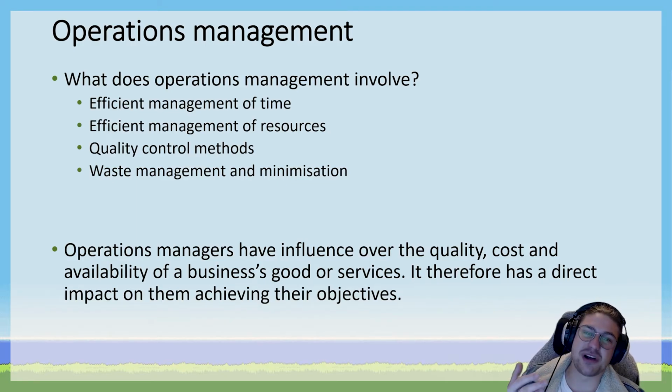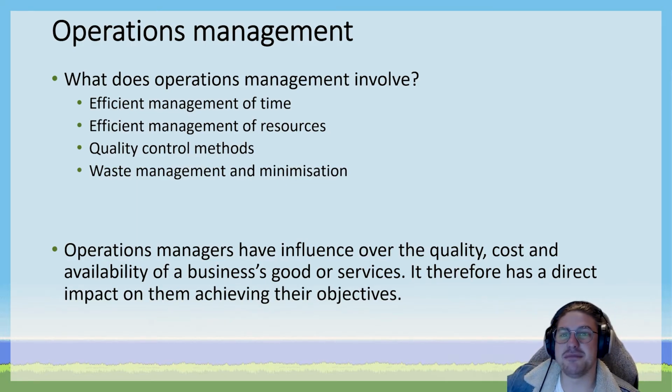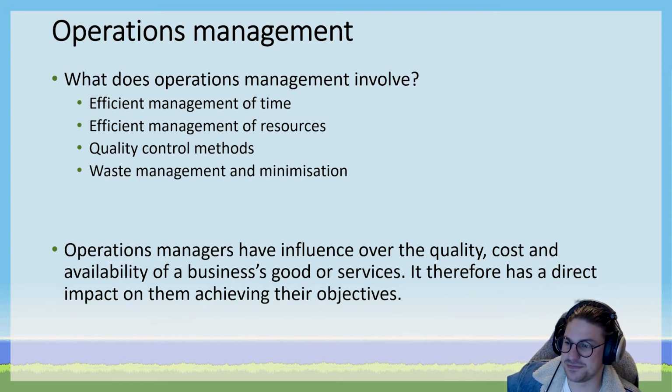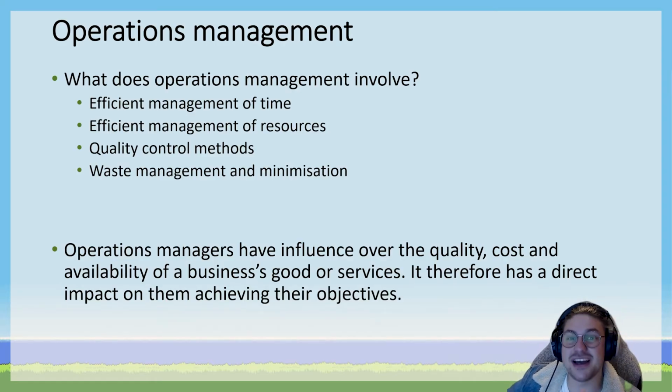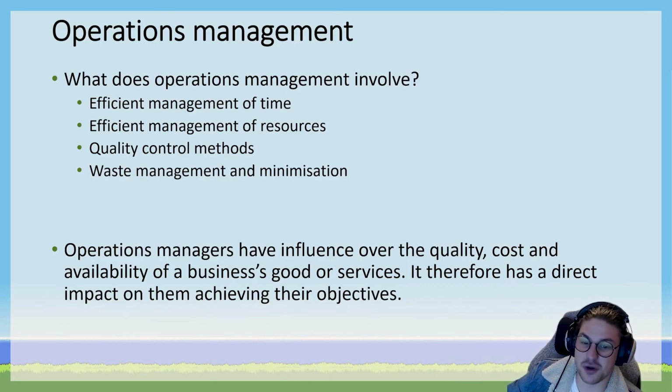Now, when we're talking about operations management for business, we're talking about the management of all of the factors that influence your operations system. This includes things like the efficient management of time, the efficient management of your resources, quality control methods, and waste management and strategies to minimize the amount of waste you produce. These four topics specifically are addressed by key knowledge points in this area of study, and we'll elaborate on these as we go.